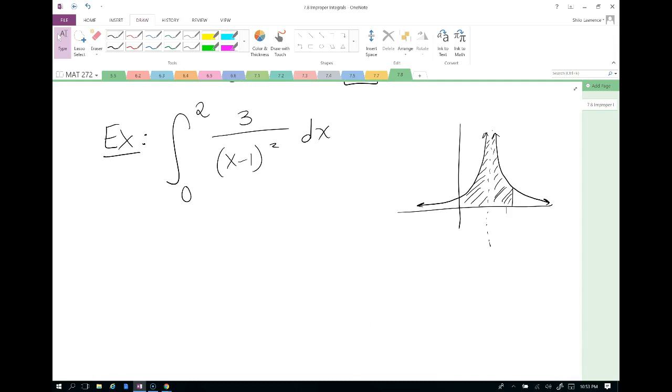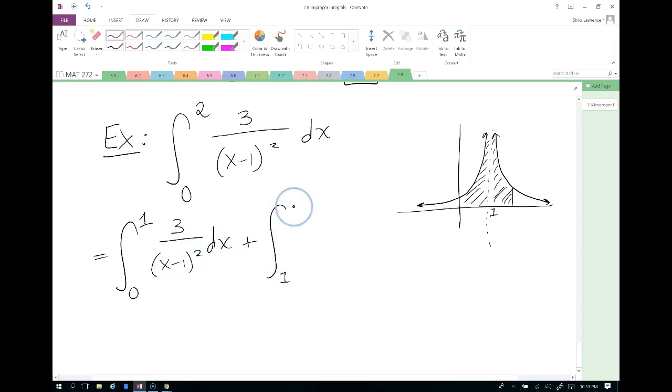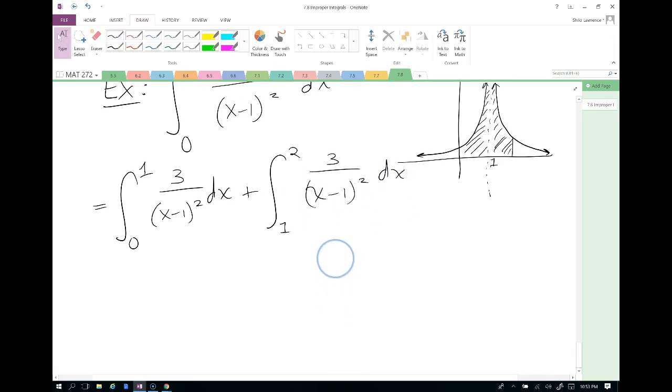First thing we have to do is break this thing apart. We have to be able to analyze that bad spot. And right now that bad spot is not sticking out in our integral. So I'm going to break this apart as an integral from 0 to 1 of 3 over (x minus 1) squared, and then 1 to 2. So I'm still spanning my full 0 to 2 integral. I've just broken it up into 2 pieces. So they've got the same integrand. The integrands are going to have the exact same antiderivative.